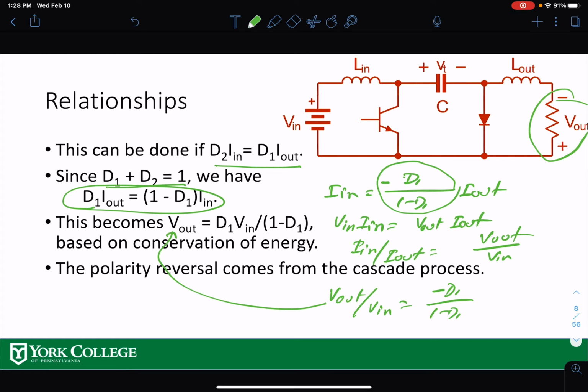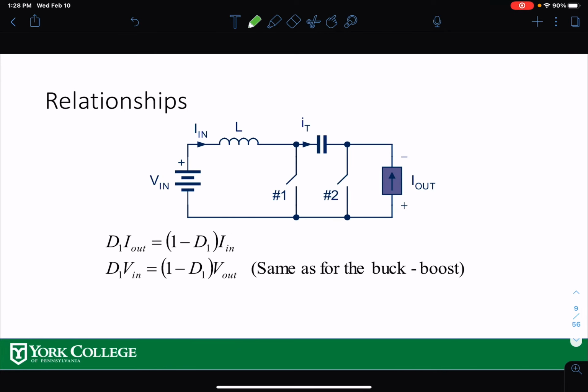Okay? So that is your input and output relationship for the buck-boost converter. That's the same as your buck-boost converter. There's no difference. So this converter is also this again over here. So that is your current direction, showing the reverse polarity over here.